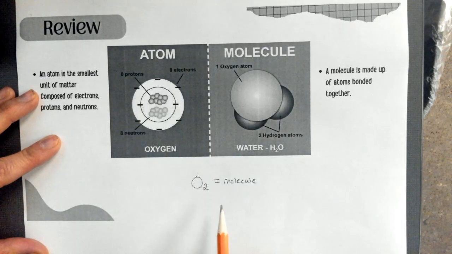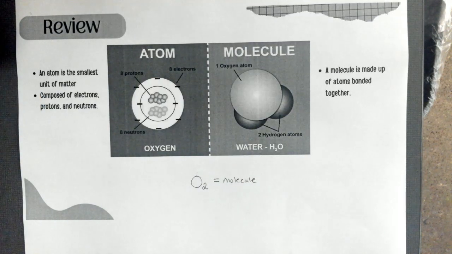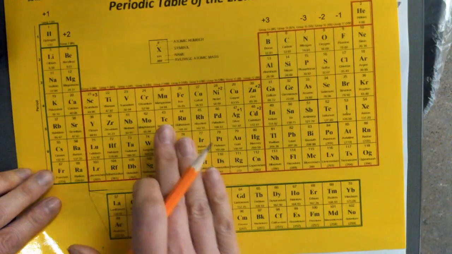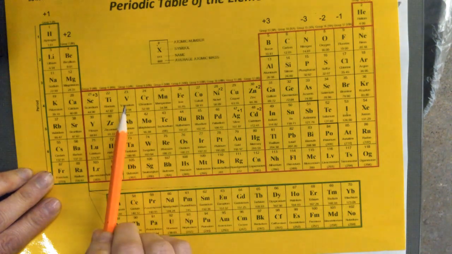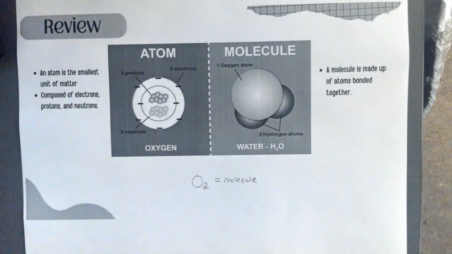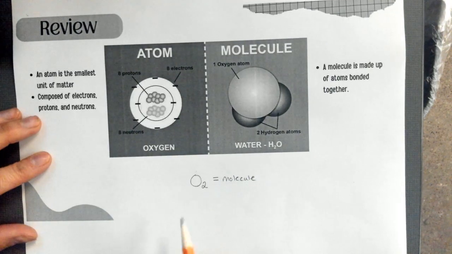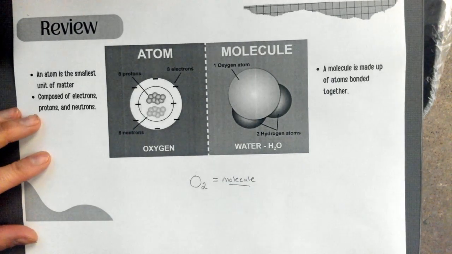Okay, so make sure that you understand an atom is just 1 element. So any of the elements on your periodic table. So 1 element. So copper, cobalt, vanadium. At any time we combine more than 1 atom, that makes it a molecule.